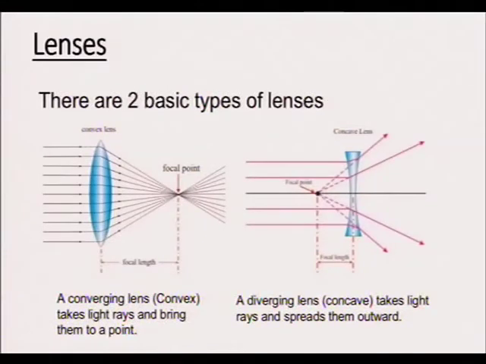And then we go to lenses. There are two basic types of lenses. Here I only put one. Or I put two, converging and diverging. And you must also know how these are used to correct the sight, especially sight defects.